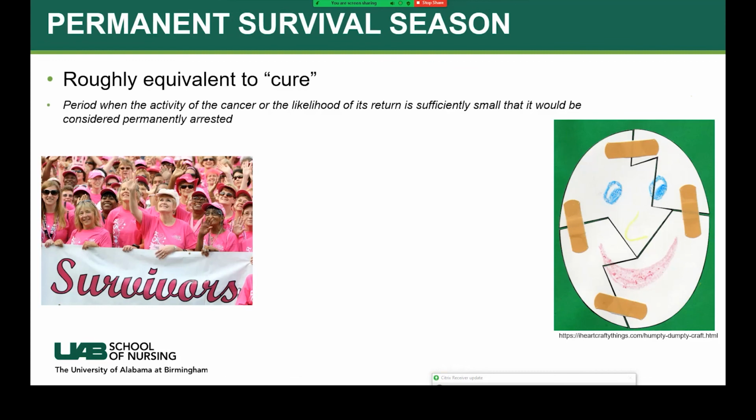And then the permanent survival season. Roughly this is equivalent to cure. It's a period where the likelihood for the cancer to return is sufficiently small that it would be considered permanently arrested. And I really like this picture. Patients will oftentimes describe themselves as Humpty Dumpty. There's actually a Humpty Dumpty syndrome where they feel like they've fallen apart with cancer and all the things that happen in their life, and they're just being held together with some Band-Aids. And I think this is really a great representation of that.